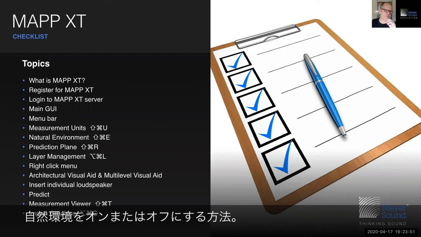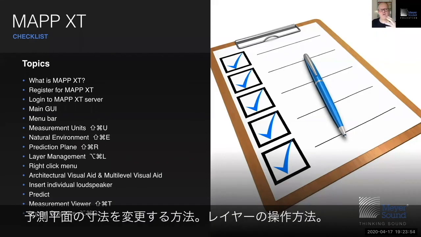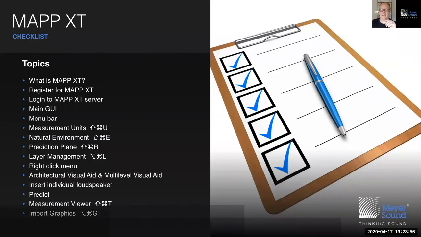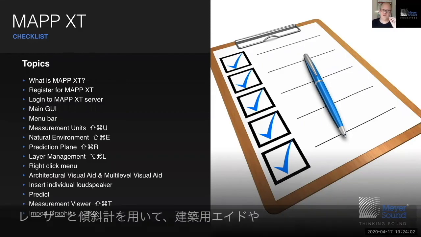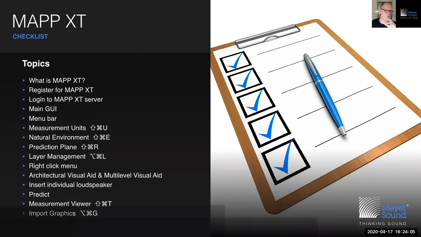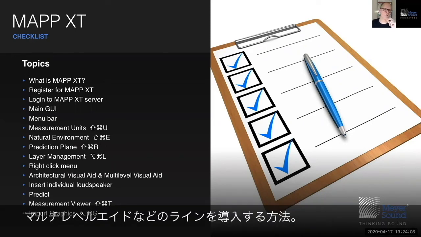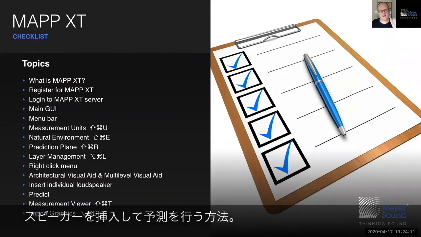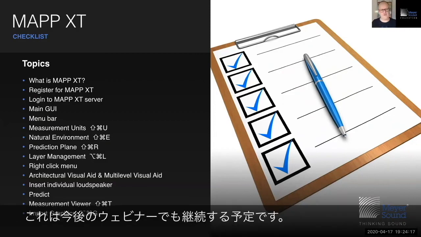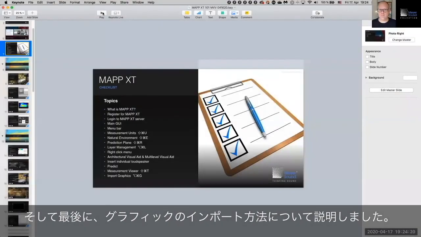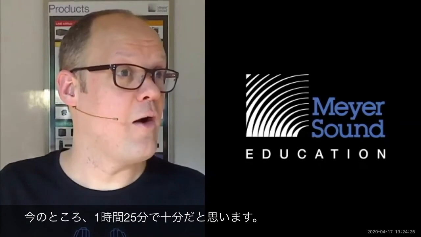your natural environment or turn it off, how to change the dimensions of the prediction plane, how to work with layers, the right-click menu, which basically has a subset of all options that you can choose from through the regular menu bar, how to introduce lines such as architectural aids or multi-level with help of a laser or a laser and inclinometer, how to insert a loudspeaker to do a prediction. We started looking at the measurement viewer, which we will continue to do in future webinars, and finally how to import graphics.